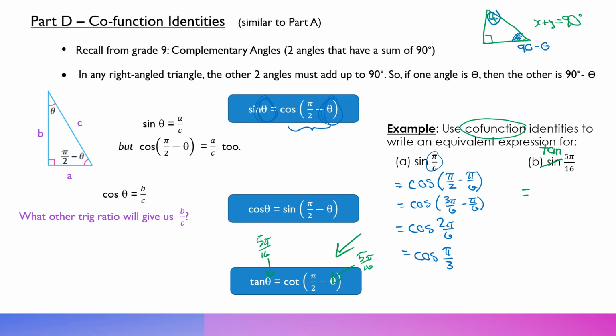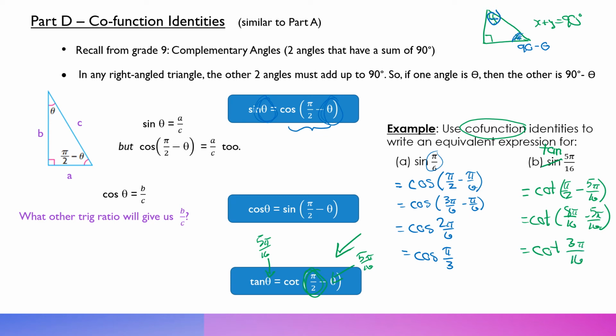So tan of 5 pi over 16 is the same as cotan, bracket. Now I'm writing the pi over 2 minus, and instead of theta, I'm putting 5 pi over 16. And again, I need a common denominator, which will be a 16. So that's 8 pi over 16 minus 5 pi over 16. And I get cotan of 3 pi over 16.